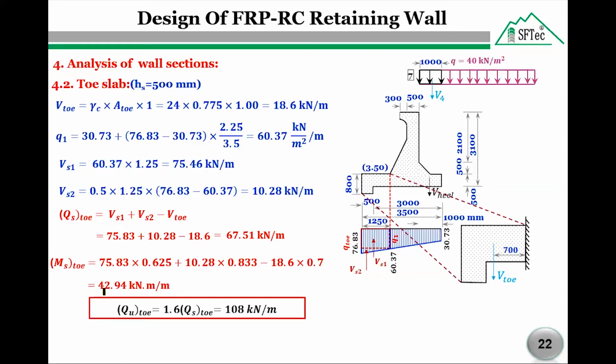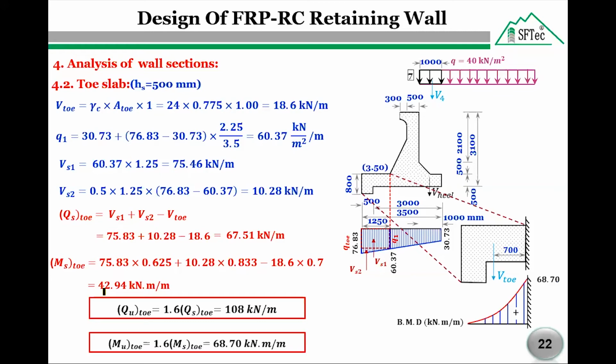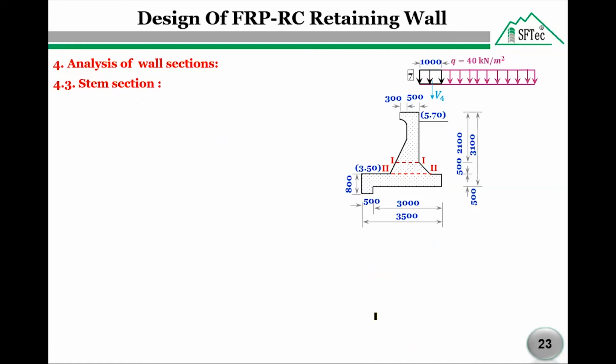As we did before, a factor of safety 1.6 is taken for calculating the maximum shear force, and also the same factor of safety is taken for calculating the bending moment. So here we have the final bending moment shape for the toe slab. Now we are going to analyze the stem section.